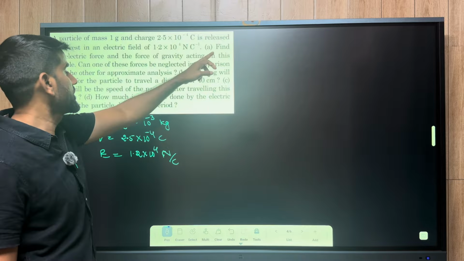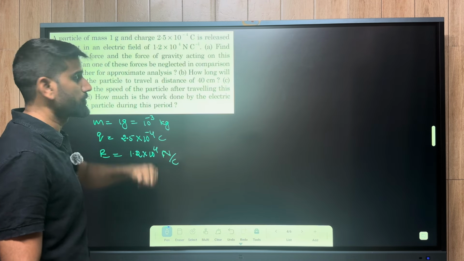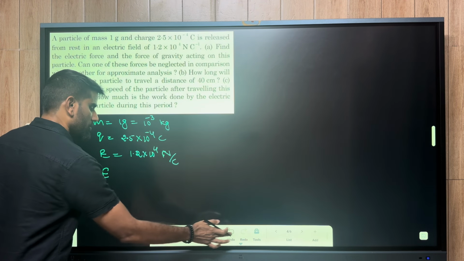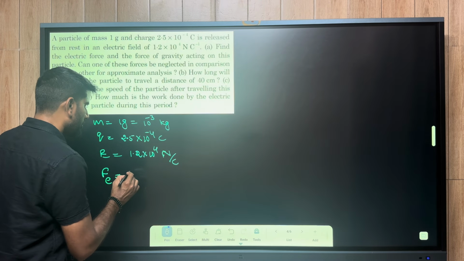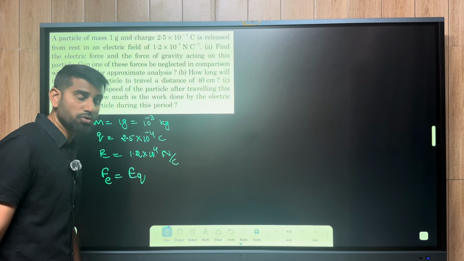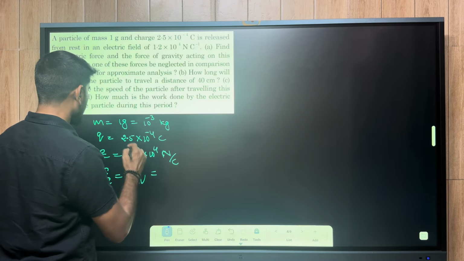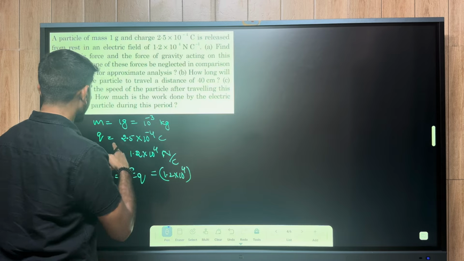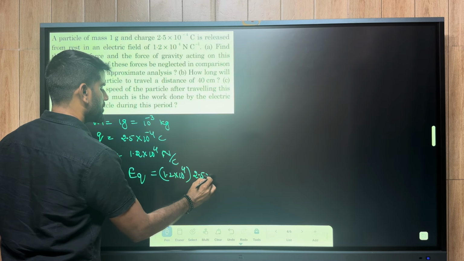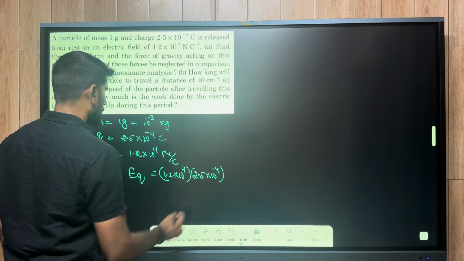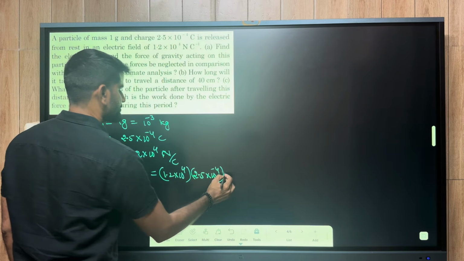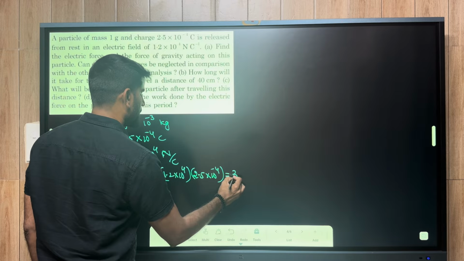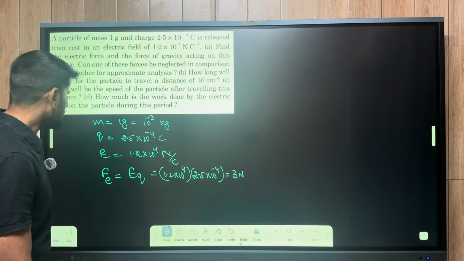Now the first question that is asked is find the electric force and the force of gravity. Let's find the electric force. Electric force Fe is equal to Eq. What is E? E is 1.2 times 10 to the power 4. And what is q? 2.5 times 10 to the minus 4. What will be the answer? 1.2 times 2.5 is nothing but 3. 3 newtons is the answer.